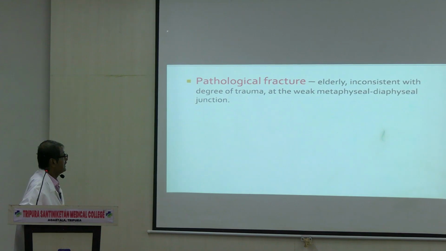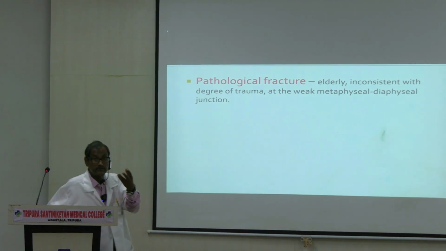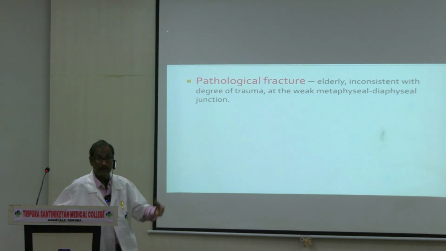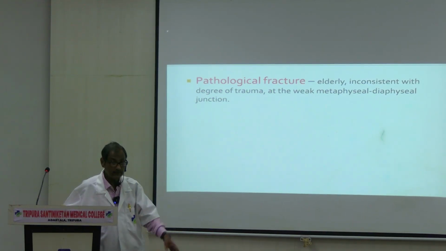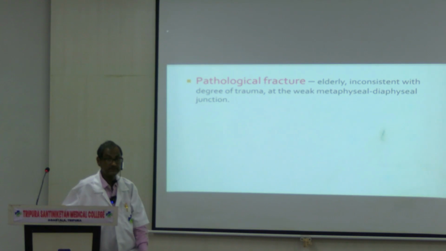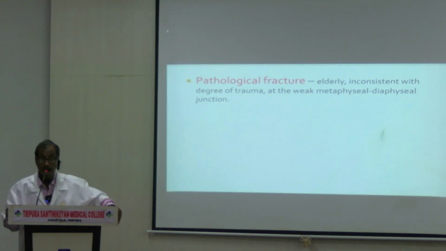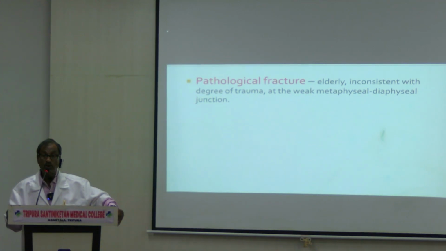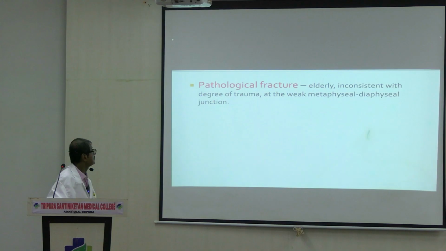Pathological fracture in an elderly patient is inconsistent with the degree of trauma. The patient may have cancerous secondary deposits; there is a primary cancer somewhere, like the stomach, and there is a deposit here. It is called secondary metastasis. Or there may be osteoporosis. The common cause is osteoporosis, or secondary or primary bone tumor. So these are the causes.